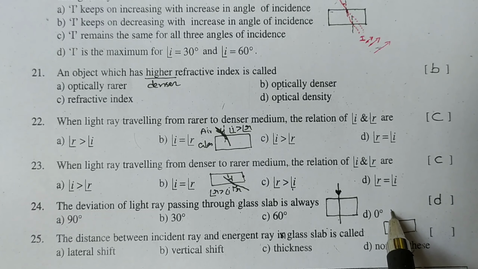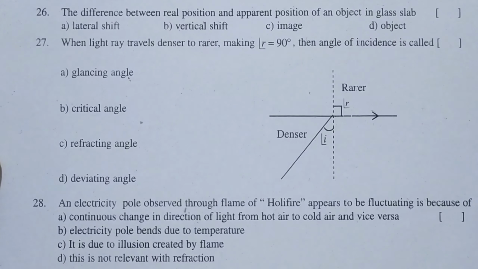Now here this is the normal, here there is an incident ray, it bends towards the normal, and here this is the normal from this point of incidence. So here it will be moving away from the normal. Now when we extend this, the produced incident ray and the emergent ray are both parallel to each other, and here the distance between these two is called lateral shift. So here option A is the right answer.